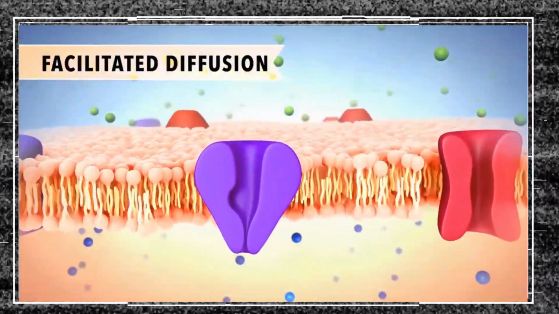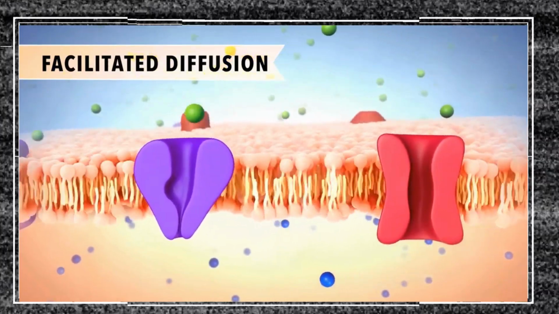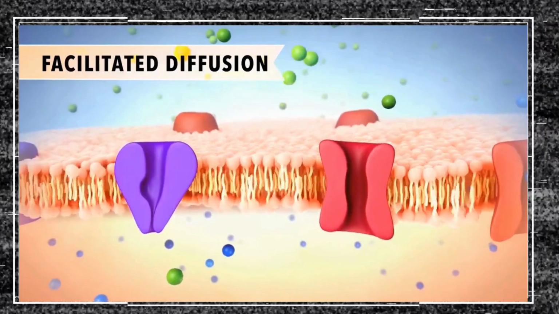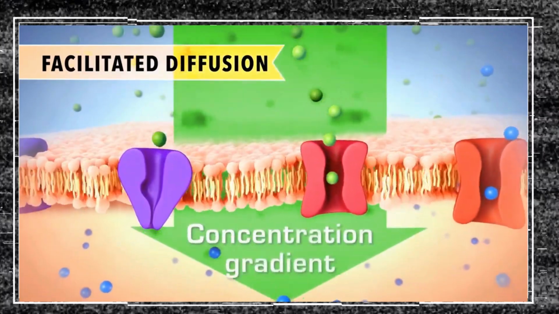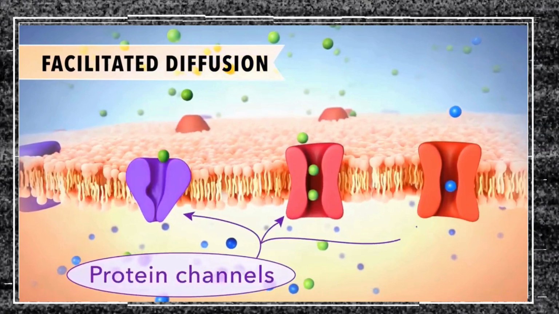But facilitated diffusion generally happens with particles a bit larger than those that can seep through the cell membrane's phospholipid layers. So they move in or out of the cell along the concentration gradient in a specialized way, through protein channels.